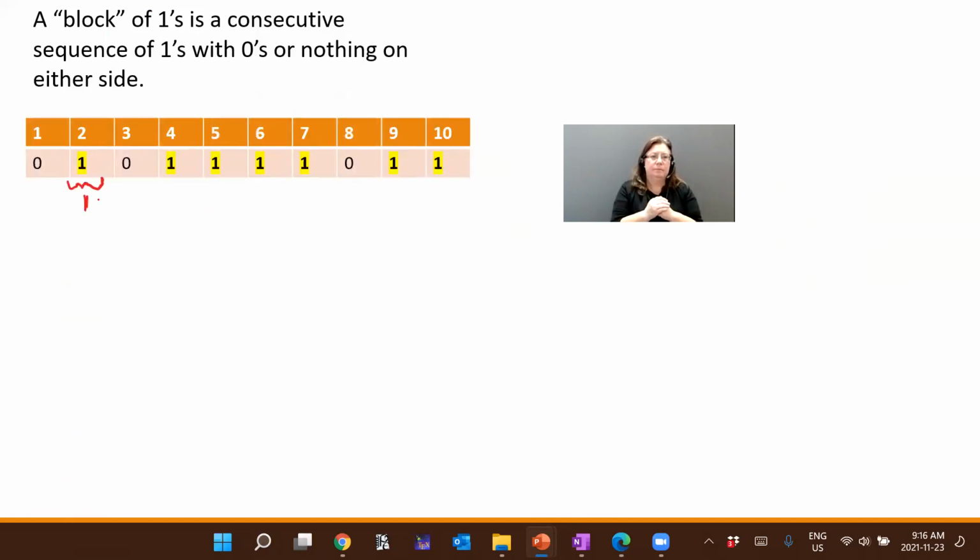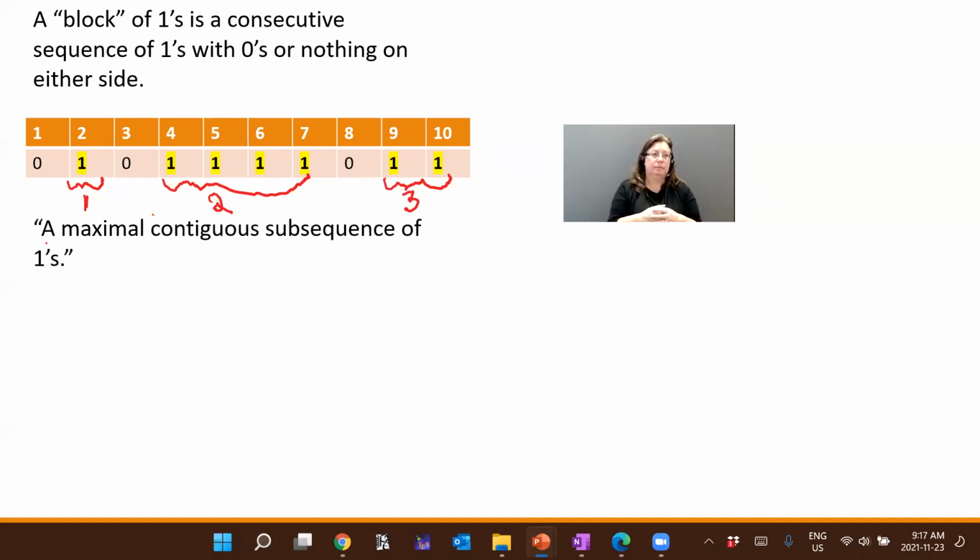All right, so this one here is a block because it has a 0 on this side and a 0 on this side, and everything in between those zeros are ones. This here is a block, again, because it is in some sense bracketed by 2 zeros. This is also a block because I have a 0 on the left and then I have nothing on the right, which is fine, right? So that's 0 or nothing on either side. That's how we define a block in our bit string. And a bit string is, of course, simply a string of zeros and ones. Okay.